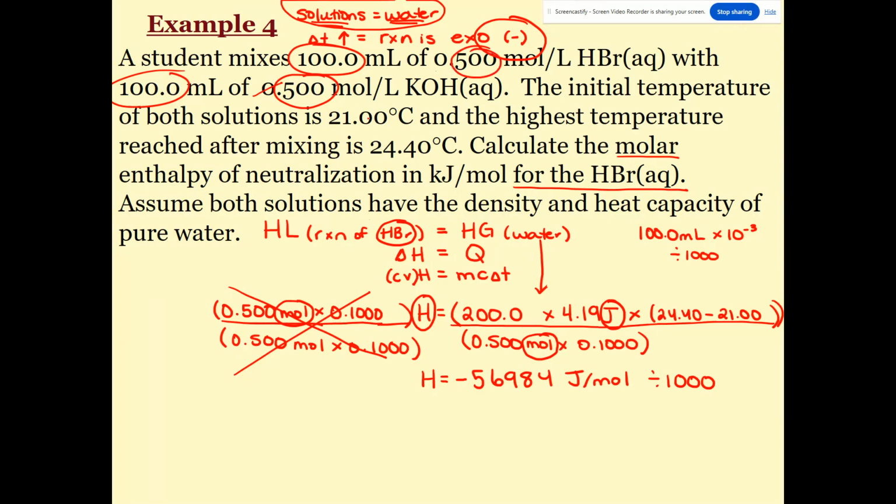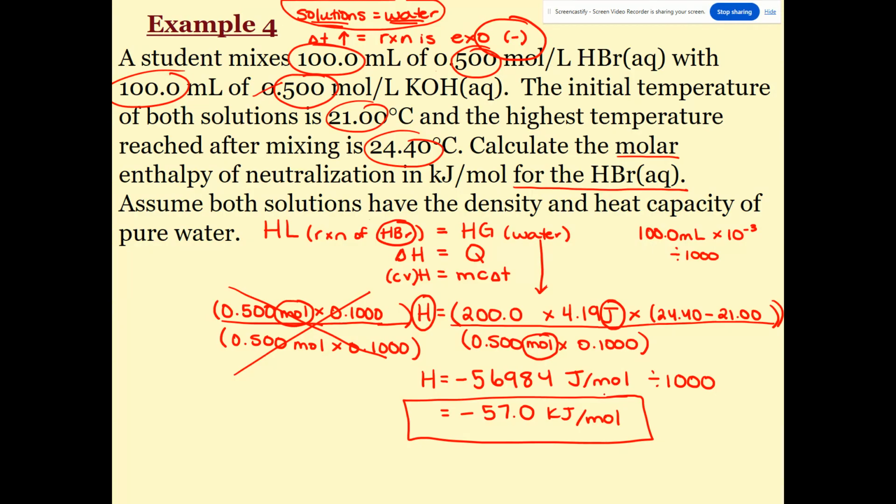The temperatures also have 4. So out of everything, the lowest is 3. So if I round this answer after I divide by 1,000, we get negative 57.0 kilojoules per mole for our final answer. That is the molar enthalpy of this neutralization reaction for the HBr, because we use the moles of the HBr. Okay, so negative 57.0.